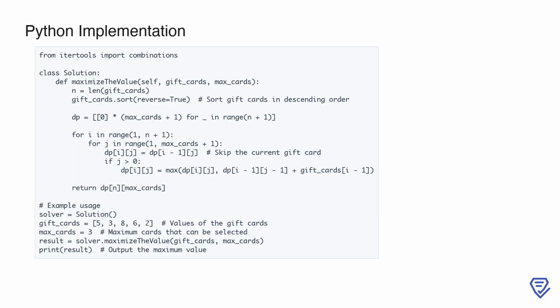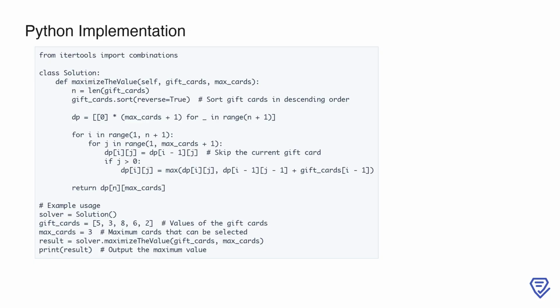The code implements a solution to maximize the value of selected gift cards given certain constraints. Here's a breakdown of the implementation. 1. Imports. The itertools.combinations import is included, but is unused in this solution, so it can be removed for clarity. The max function is used to determine the optimal value at each step. 2. Sorting. The gift card values are sorted in descending order to prioritize higher value cards during selection. This ensures an efficient computation when using the dynamic programming table.